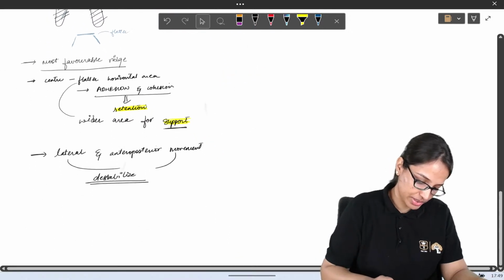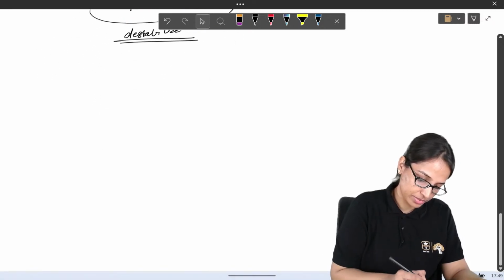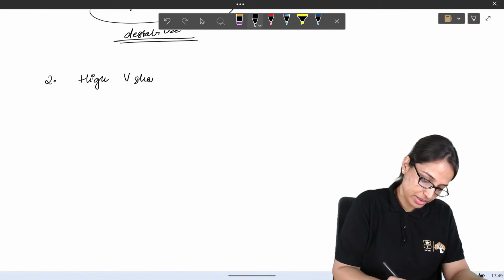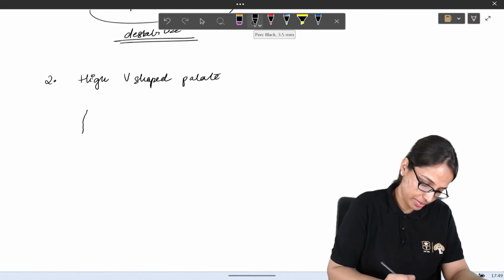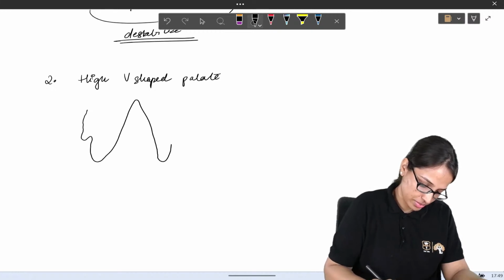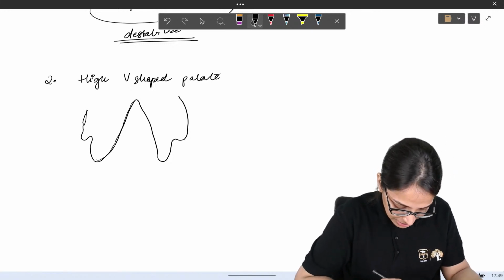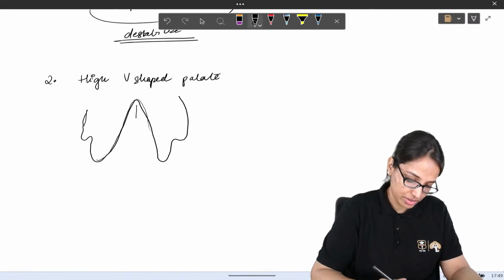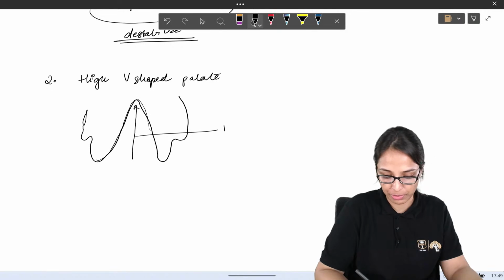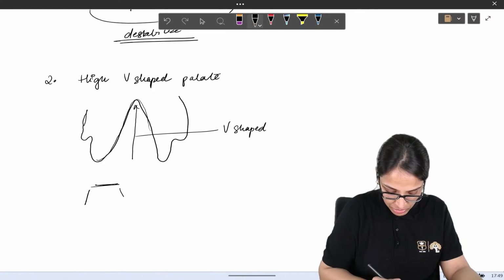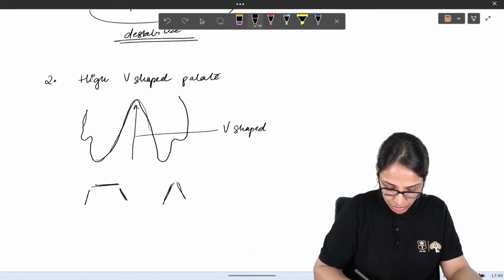The second one that we see now is called the high V-shaped palate. So if I draw it for you, it will be like this. These drawings are for illustrative purposes, so you will not exactly find a V like this, but the drawing is mainly so that you understand what happens. So in the previous one, it was a 3-planar structure. Here it becomes almost a 2-planar structure.